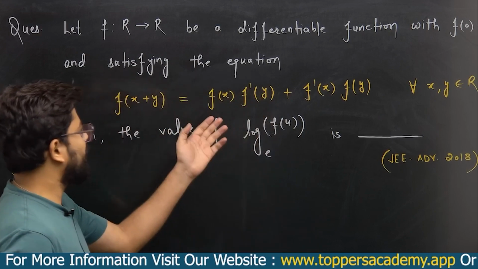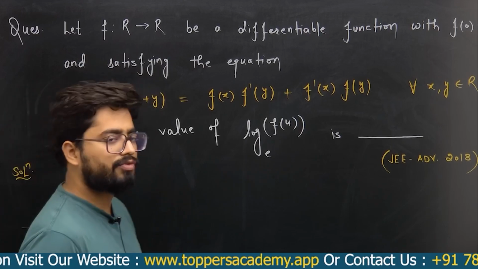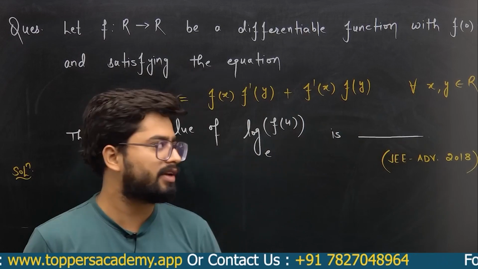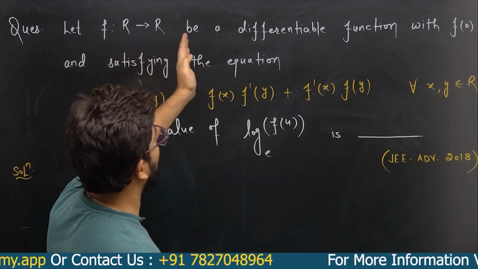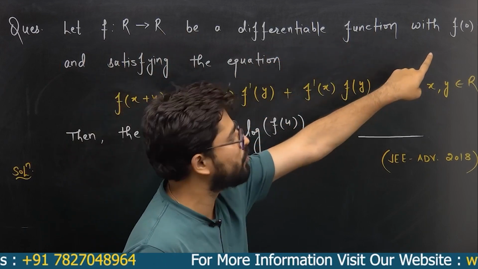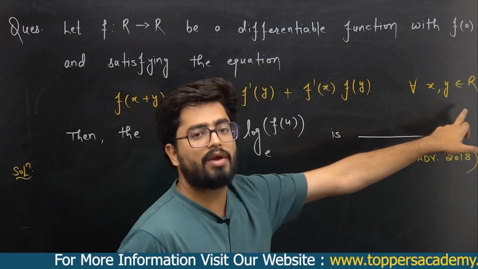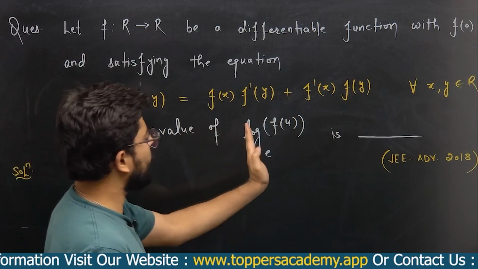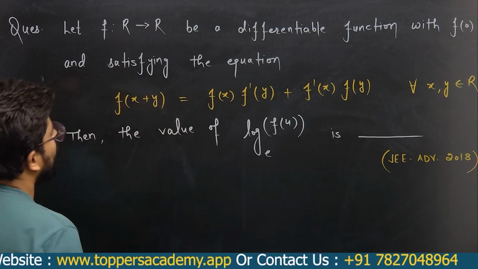So today we'll again discuss one more question from your previous year papers of JEE Advanced. This question is from your 2018 paper. It says that f is a function from R to R, a differentiable function, given with the value of the function at 0 as 1 and satisfying some equation for every x, y belongs to R. That's also important. You have to find the value of log f of 4 to the base e. So how can we find the value?